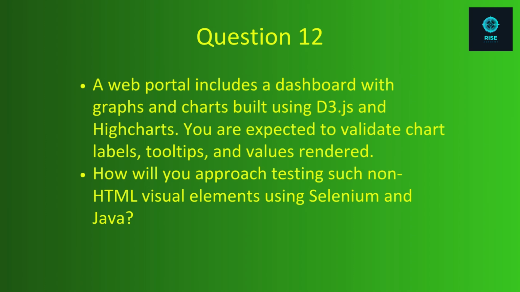Since these elements are often SVG-based and not part of the traditional DOM, they can't be tested with normal Selenium locators. So, how would you identify SVG nodes, simulate hover actions to reveal tooltips, and assert that the values displayed match expected backend data?